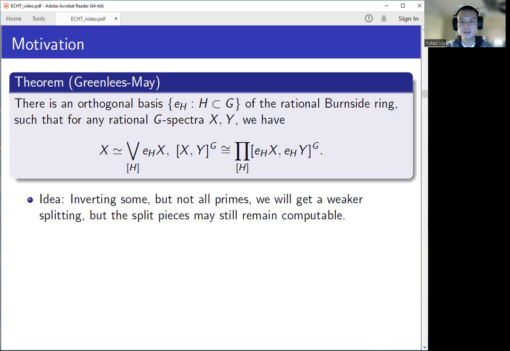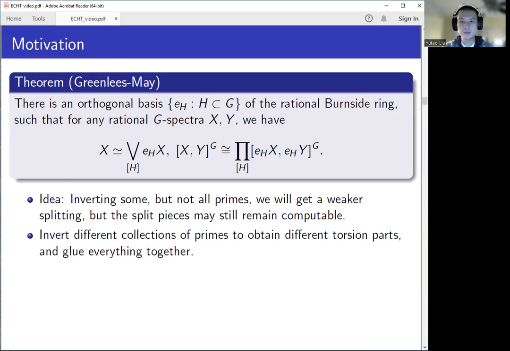The idea is, if we invert some but not all primes, there will be a weaker splitting, but the split pieces may still remain computable. We can apply this idea multiple times with inverting different collections of primes, so we can obtain different torsion parts of the homotopy and finally glue them together.